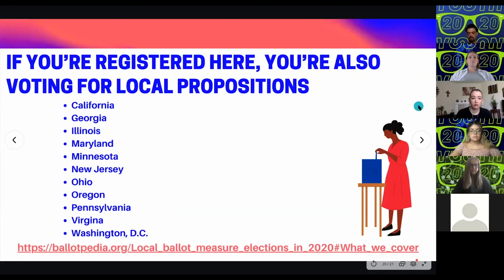So these are some of the states that are having more local propositions. This means not just statewide decisions, but decisions that might be specific to your county. So it's really important if you live in one of these states to figure out whether your county is voting on anything super specific, and then you can go through Ballotpedia and follow the link below, and you can read more about each county ballot measure rather than just the statewide ballot measure.